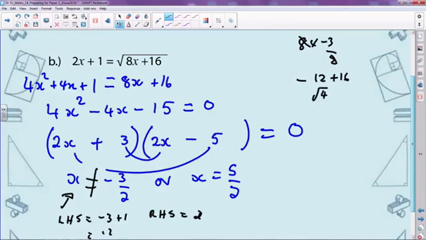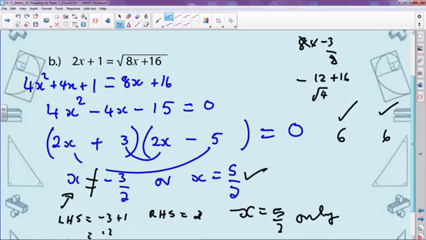Now let's try 5 over 2. If you substitute by 5 over 2 on the left-hand side, you get 5 plus 1, it's 6. Left is 6. Right? You put 5 over 2, then you get 20, and then that's 36. Square root of 36 is 6. Your left is 6, your right is 6. Therefore, this is a correct answer. Then you say x equals positive 5 over 2 only is a solution to this problem. I hope you are now refreshed that we don't stop there. We go back and check our solution.